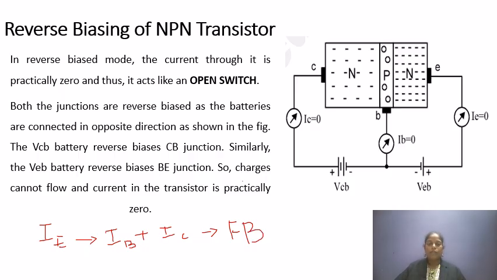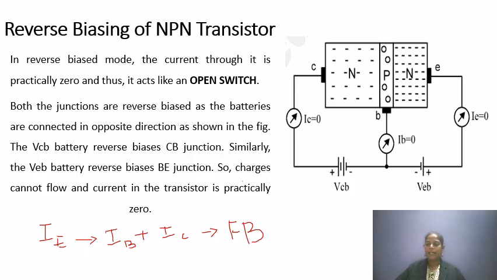Next, coming to reverse bias of the NPN transistor. In forward bias it acts as a switch, as we told. In reverse bias, current through it is practically zero, so it acts as an open switch. In the case of forward bias, it is a closed switch: current flows towards the base and collector. But in reverse bias, it acts as an open switch.